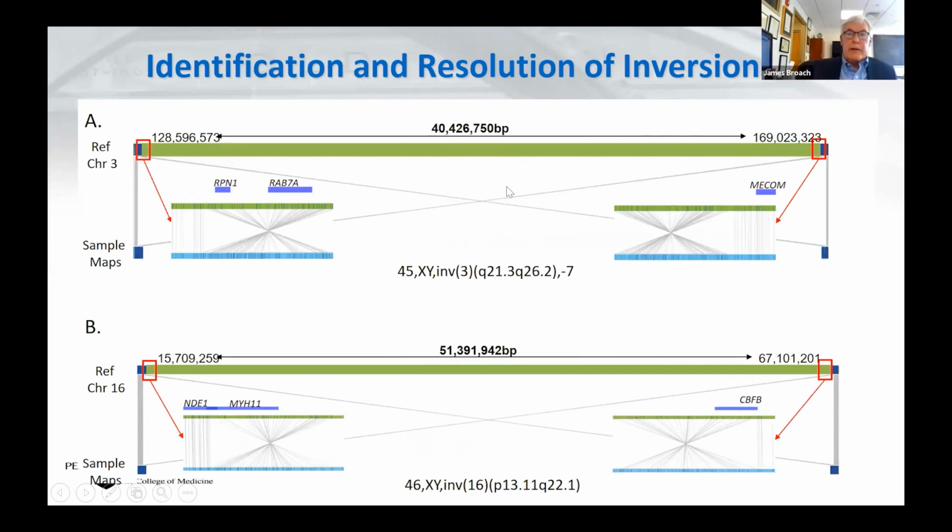This also readily picks up the inversions. This is the inversion on 3, again with the breakpoints of the inversion defined within 10 kb or so. And then the other common inversion in AML was also found in these cases. This is the inversion 16.